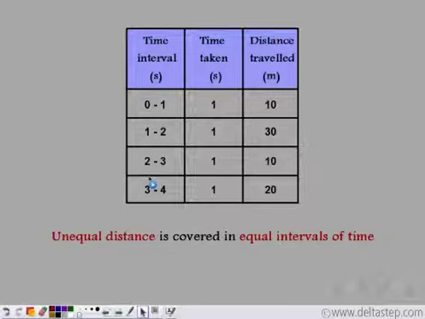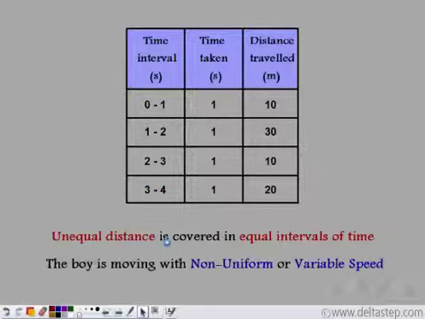And again we know that distance by time is speed. So this time speed in this interval is not the same as that of speed in this interval. So we can say that the boy is moving with non-uniform or variable speed. That is, his speed varies as he moves and it is not constant throughout the journey.